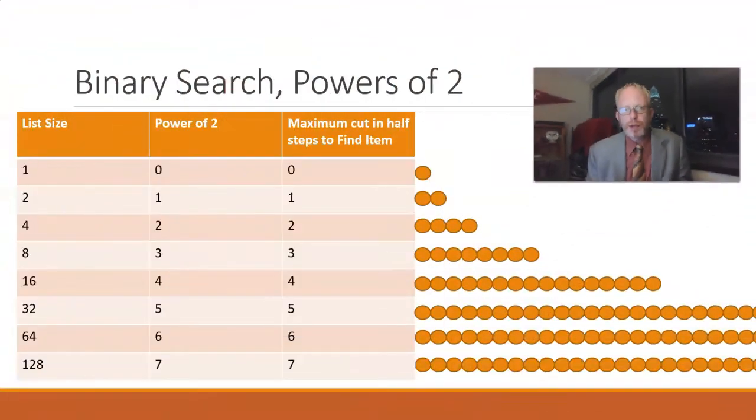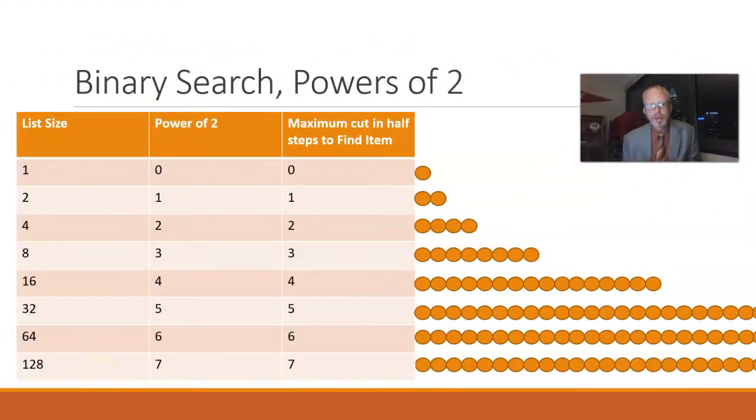That concept of doubling our list every time we add one more unit of time, or every time we cut in half one more time, is very powerful. I've created a little table here to help demonstrate this. So this is the size of the list, the power of 2, and the maximum times you would need to cut in half to find a specific item, worst case.